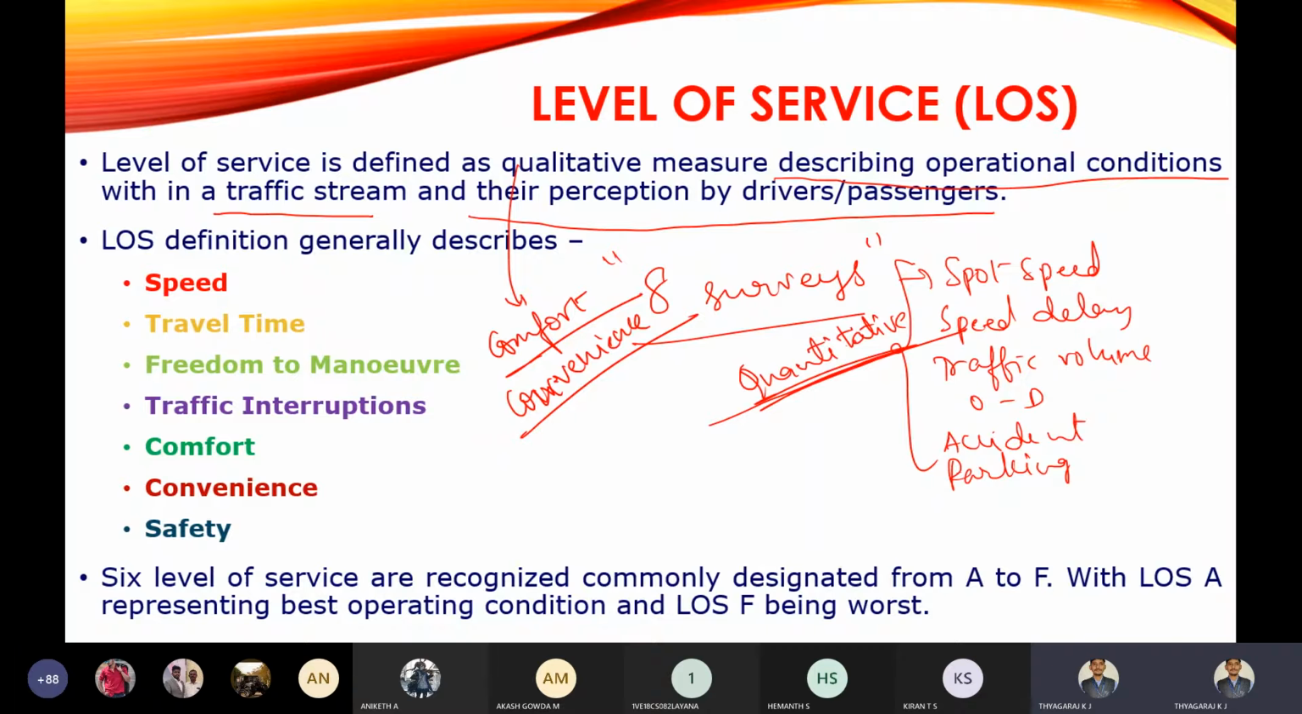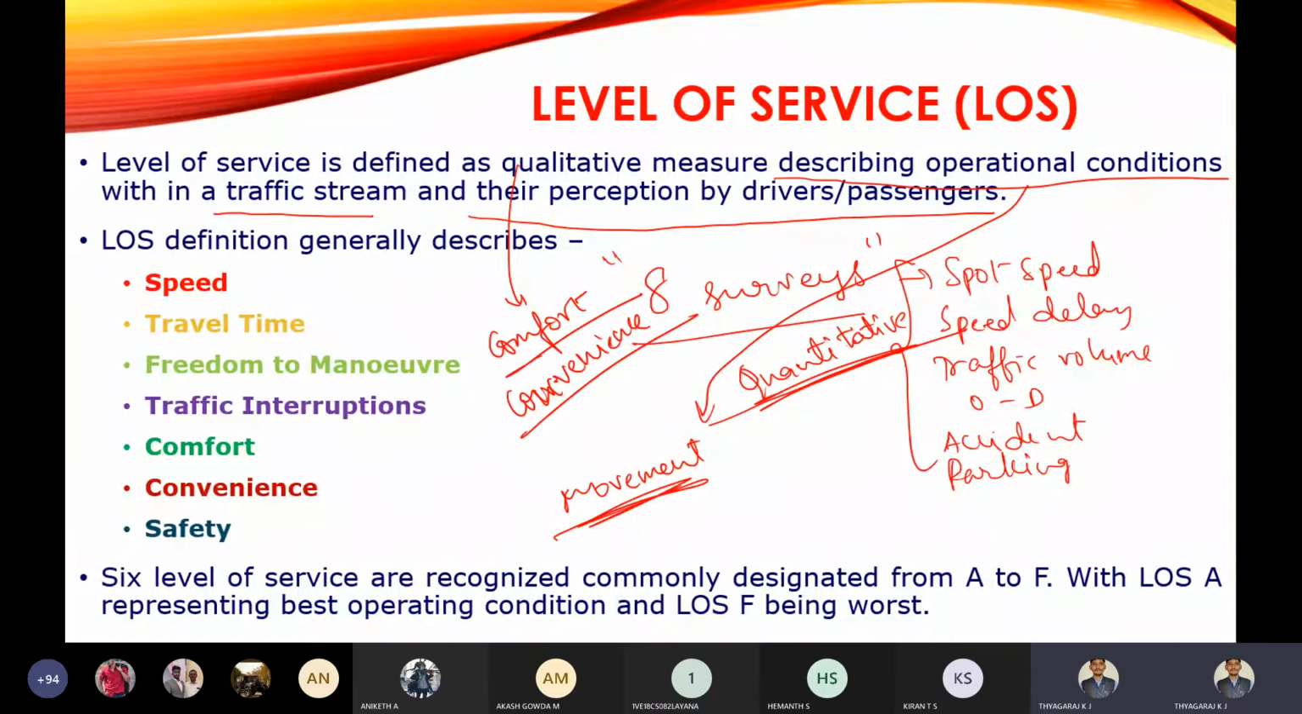So remember, level of service is defined as a qualitative measure describing the operational condition. What do you mean by operational condition? That is the movement of the vehicle. So describing the movement of vehicles within the traffic stream and their perception by drivers or passengers. This is the definition. They will ask this level of service for 2 marks.